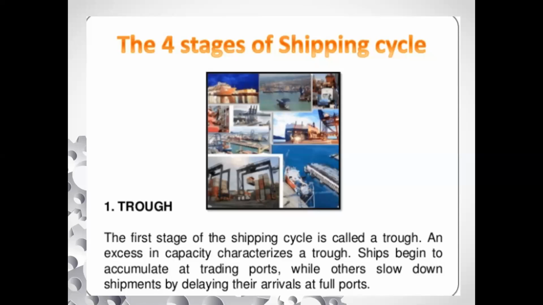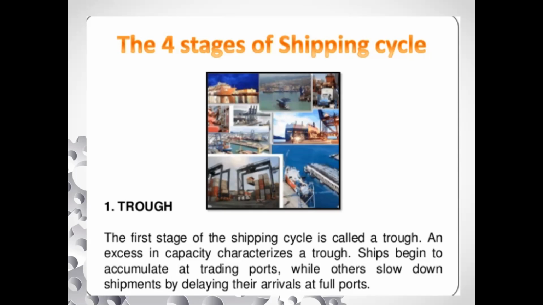Fine. We need not consider the seasonal cycle or long cycle. So we concentrate on the short cycle, that is, it is varying from 3 to 12 years. So in this short cycle, it has been divided into four stages. That is, the shipping cycle has been divided into 4 stages: rough, recovery, peak, and collapse stage.